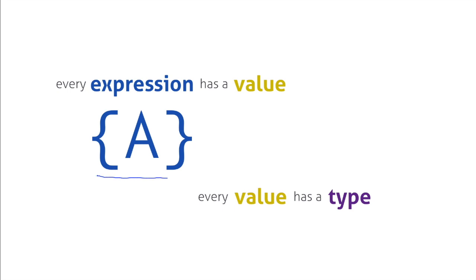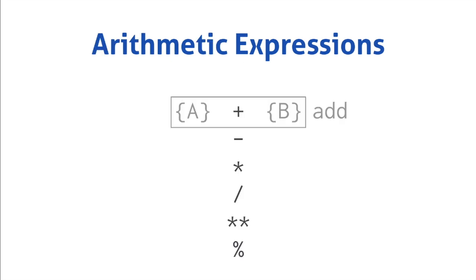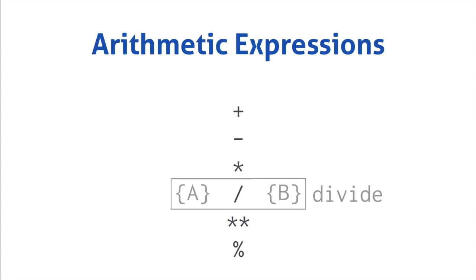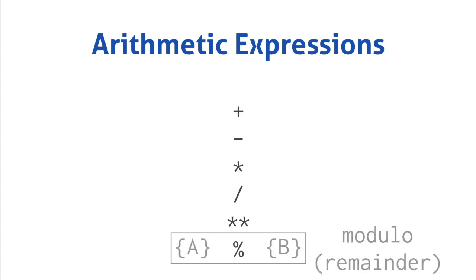So for example, this expression a might be a literal expression like 15, or it might be a more complex expression like 10 plus 5. So we've seen literal expressions where the value of the expression is the expression itself. But we can also have arithmetic expressions where the value of this overall expression is the value of expression a plus the value of expression b. So this is addition, but we also have subtraction, multiplication, division, exponentiation or power, and modulo or remainder.